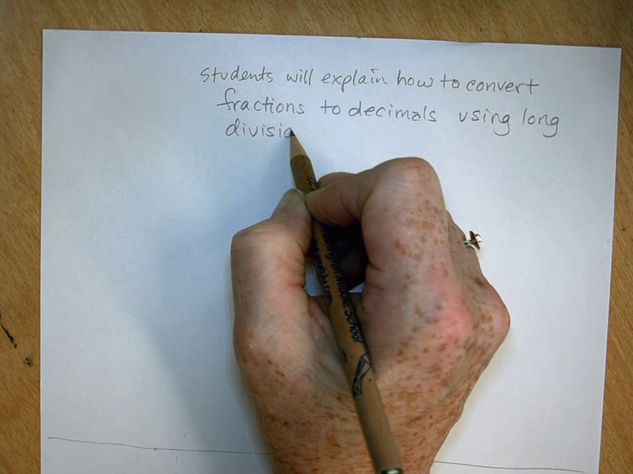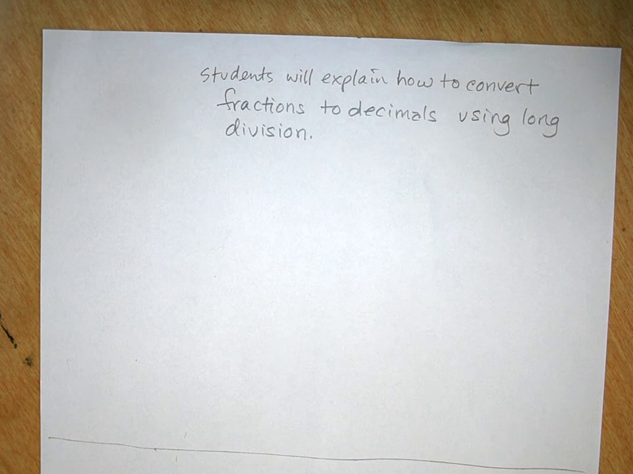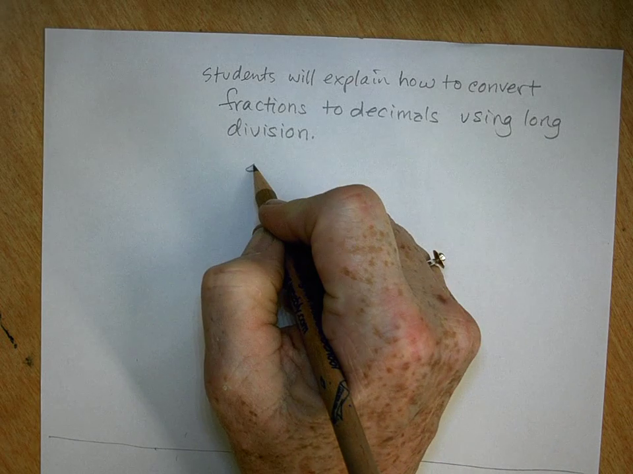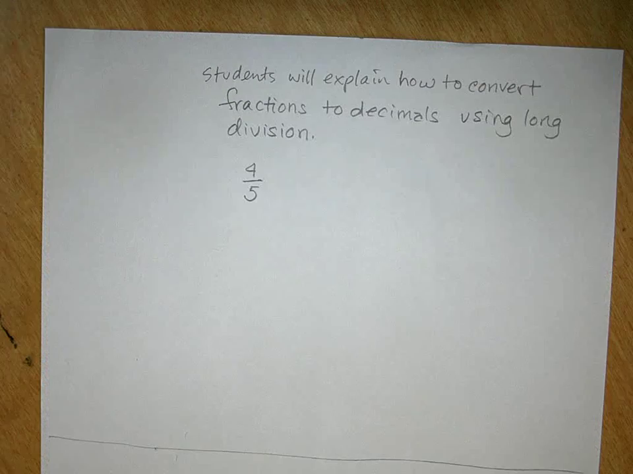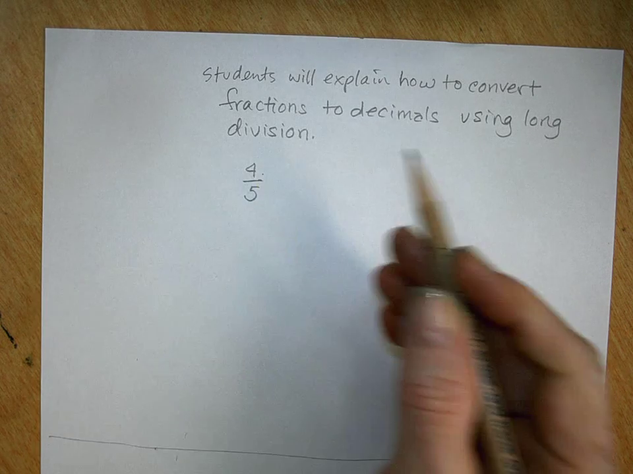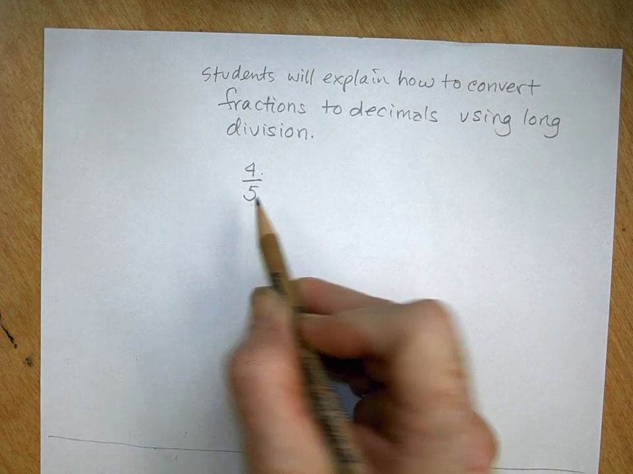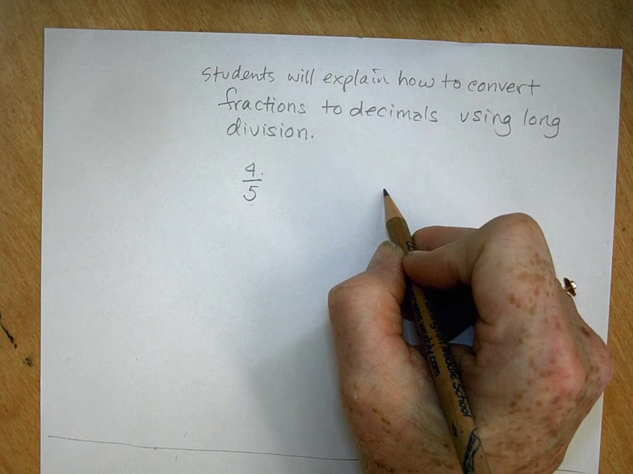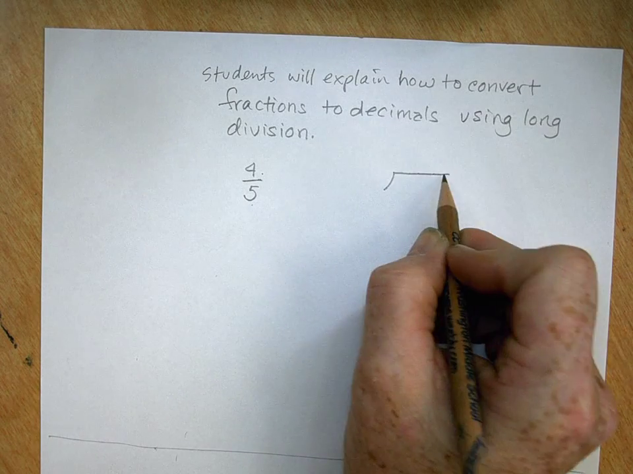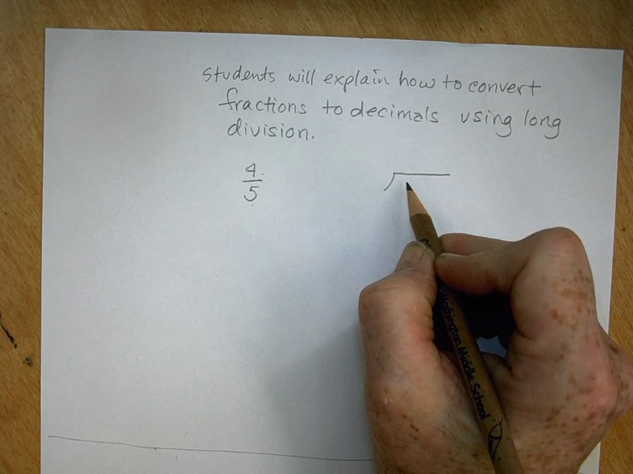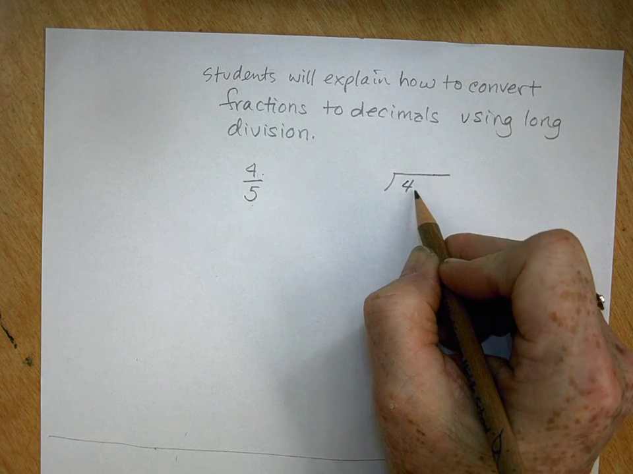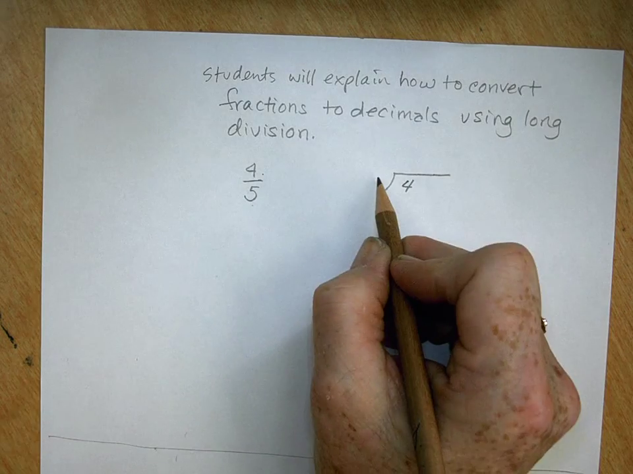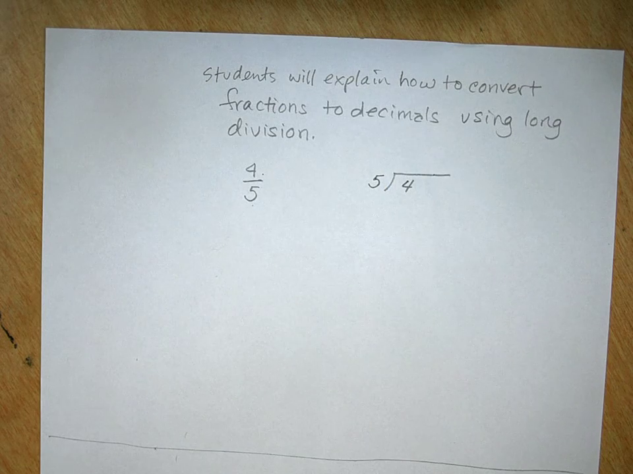So we can take any fraction, let's say, 4/5, and I can convert that to a decimal, and the way I do that is I'm going to take my numerator and I'm going to divide it by my denominator. So in order to do that, I can make a division sign, and I put my numerator inside as a dividend, and I use my denominator as a divisor.